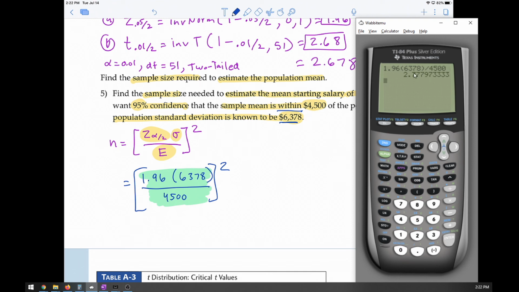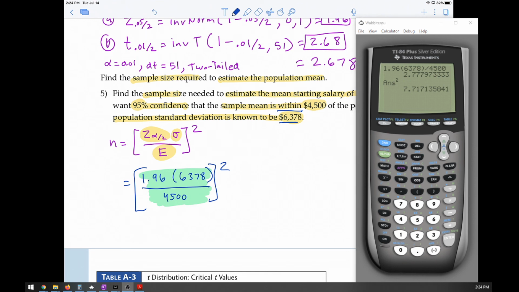Press enter. And this is not my answer. I need to square it. I can immediately press the square button here, or I can raise it to a power, this is the generic raise to the power. Raise to the second power. And what happens is it's going to raise my previous answer to the second power. All right, so this is what I get.